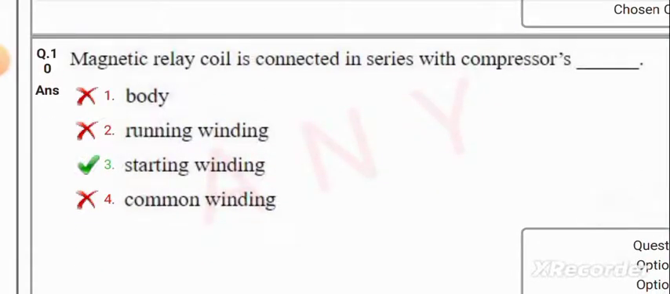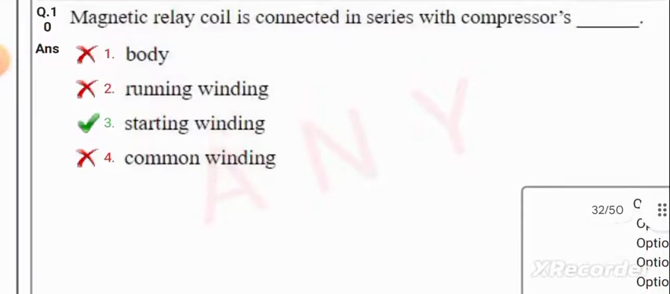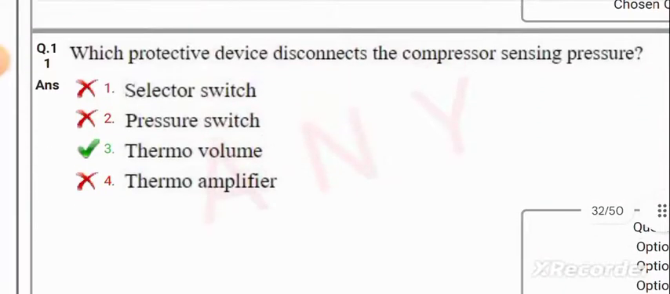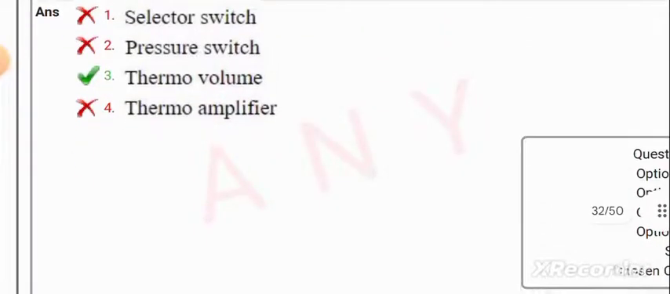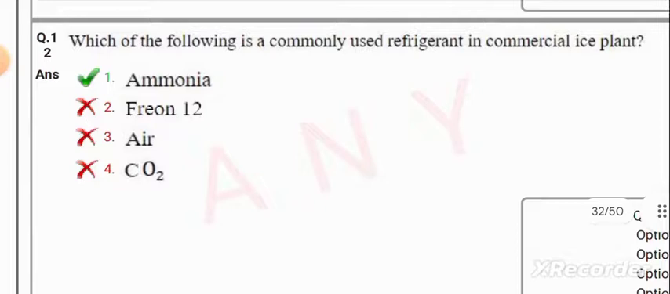Magnetic relay coil is connected in series with compressor's starting winding. Which protective device disconnects the compressor by sensing pressure? Thermovolume. Which of the following is a commonly used refrigerant in commercial ice plant? Ammonia.